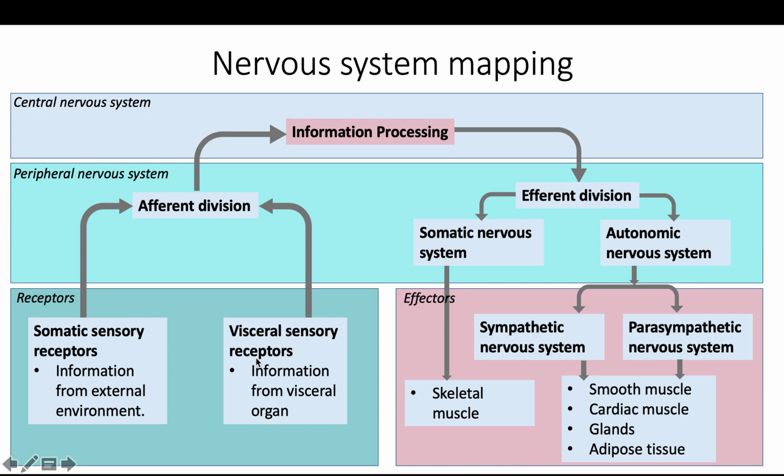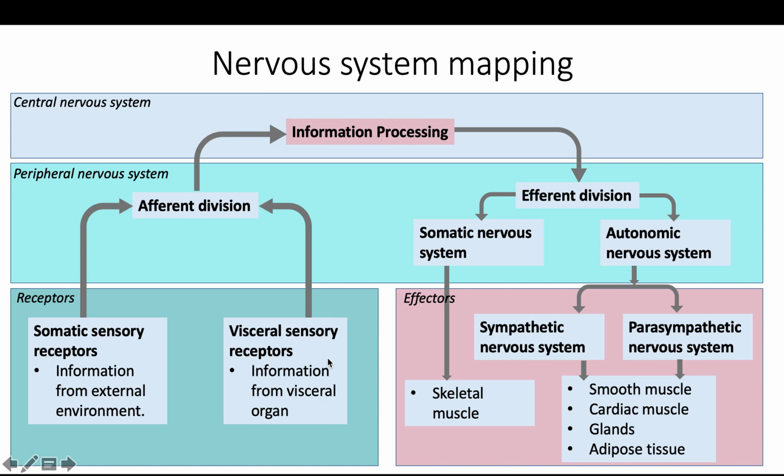Okay, so whatever information is collected from the internal organs, the visceral organs, we call the visceral sensory receptors. All of these belong to the category of the receptor, which is the input. Then, when the information has been gathered, we key in the information, and all of it will be delivered to the central processing unit, which is our central nervous system.